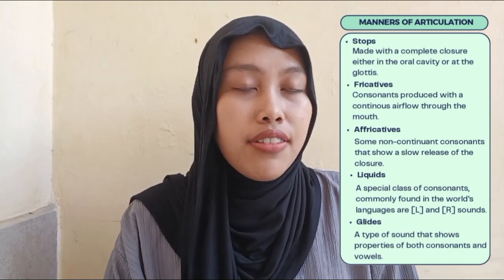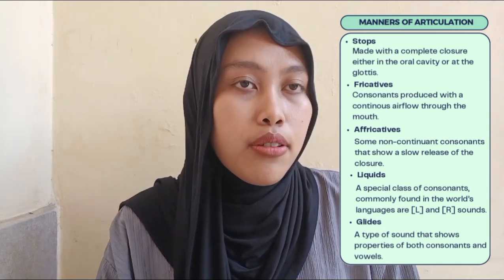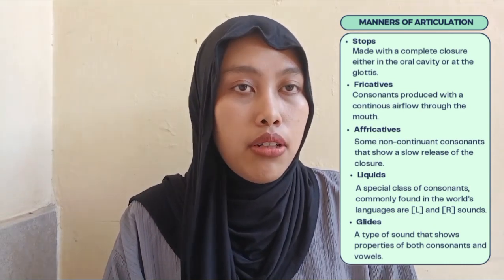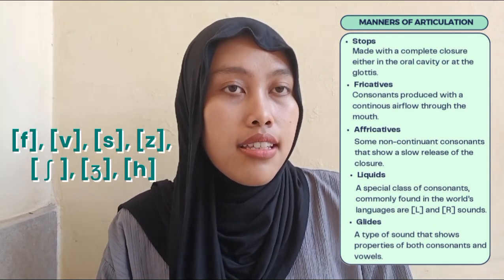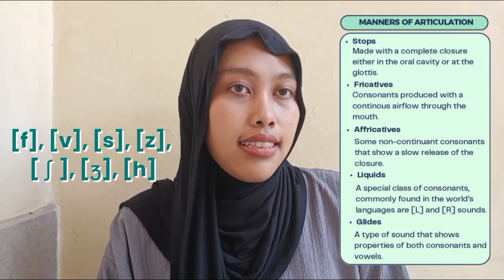The second one is fricatives. Fricatives are consonants produced with a continuous airflow through the mouth. For example, the phones F, V, S, Z, Sh, Ch, and H.